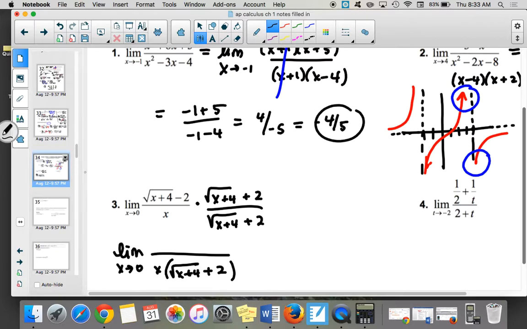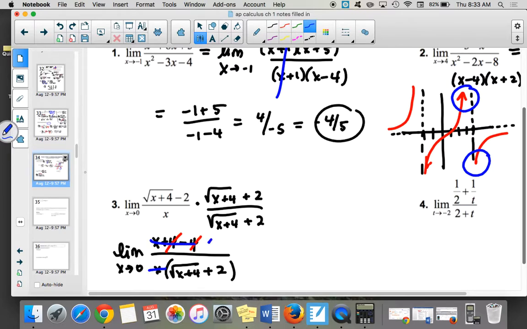So when we FOIL out the top, you should get x plus 4, and then our outer and inner terms cancel each other out. They're gone. And then we have minus 4. So do you guys see all the magic that's happening here? 4 minus 4 goes away.